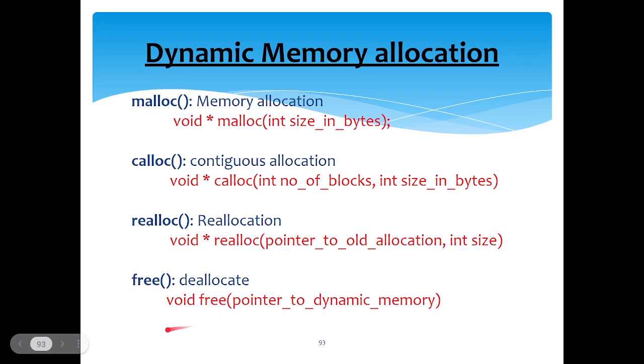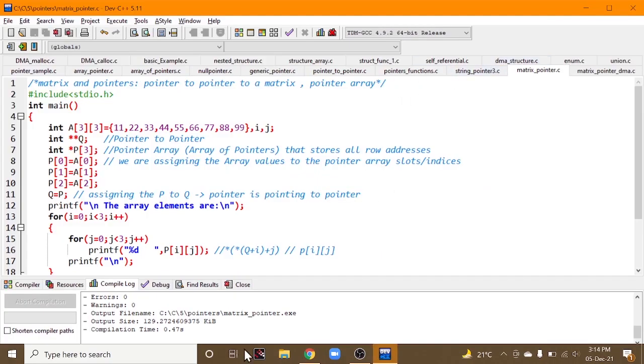You can check the syntax for it: void free, and you need to write here the pointer to your dynamic memory which you have defined. So this is about dynamic memory allocation. Let us look into the programs related to it.